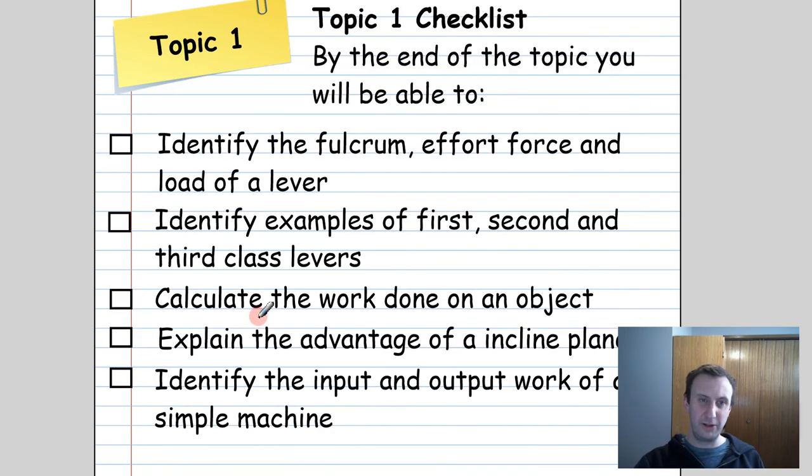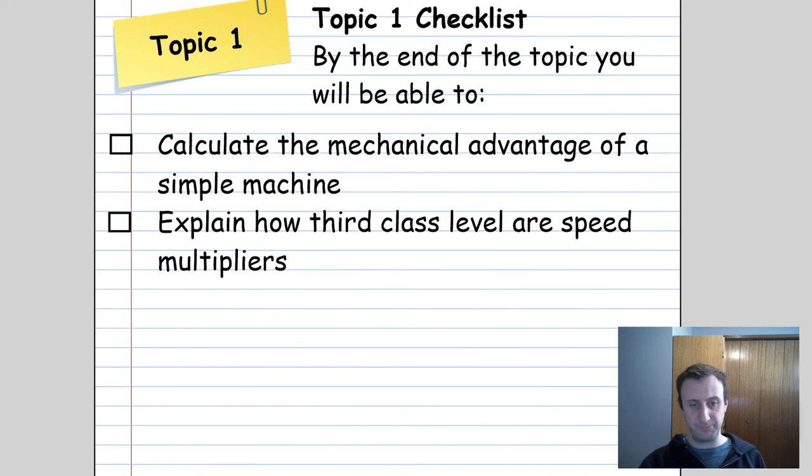All right, so here's what you learned this lesson, hopefully. Hopefully you can identify the fulcrum, effort force, and load of a lever. If you take a look at it, you can label those things. You can identify examples of first, second, and third class levers. You can calculate the work done on an object when given the force and the distance. Explain the advantage of an inclined plane, that whole idea that it allows you to lift something up with less force by going over a longer distance. Hopefully you can identify the input and output work of a simple machine. Input is what you do, output is what the machine does.